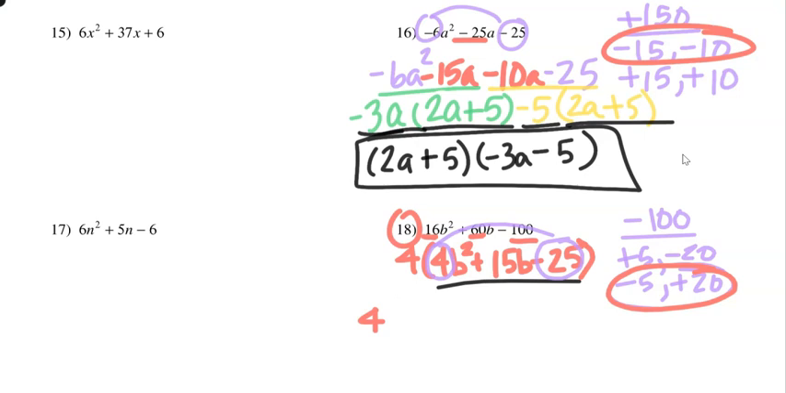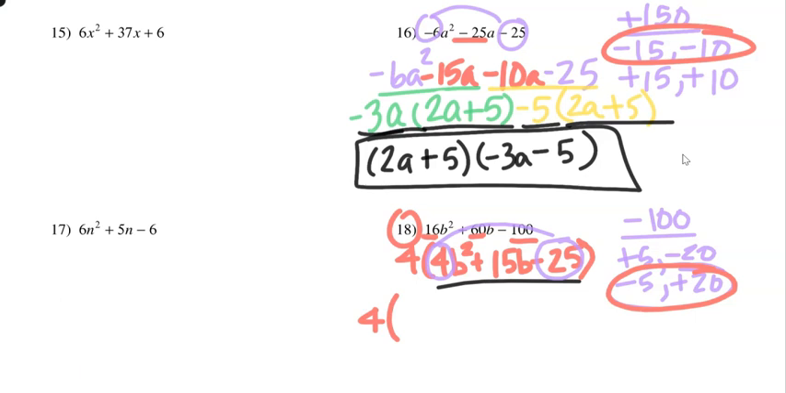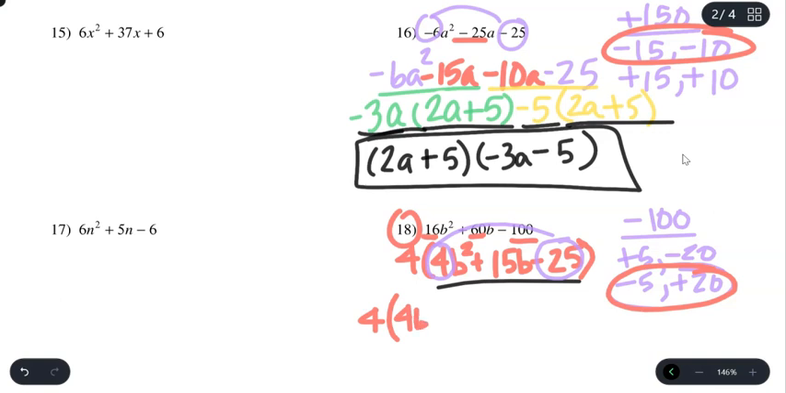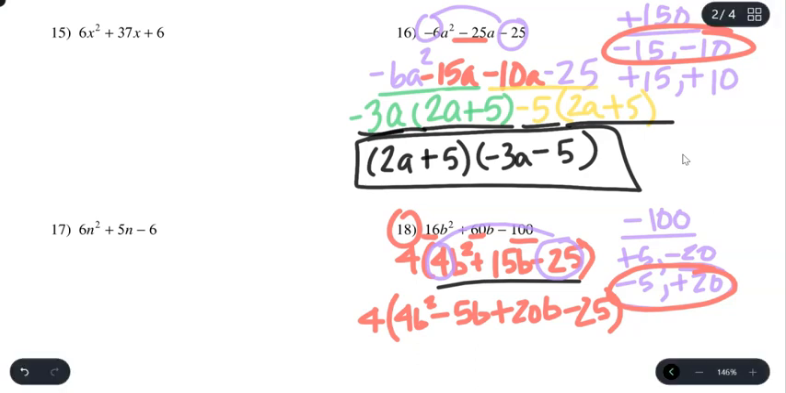Now what do I do with that? Well, keep the 4. The 4 cannot run away. The 4's got to stay. So I've got 4b squared, but now I've got minus 5b plus 20b minus 25. And again, that's all on the inside. So I'm going to do my factoring by grouping just like I did before. And again, the 4 needs to stay.